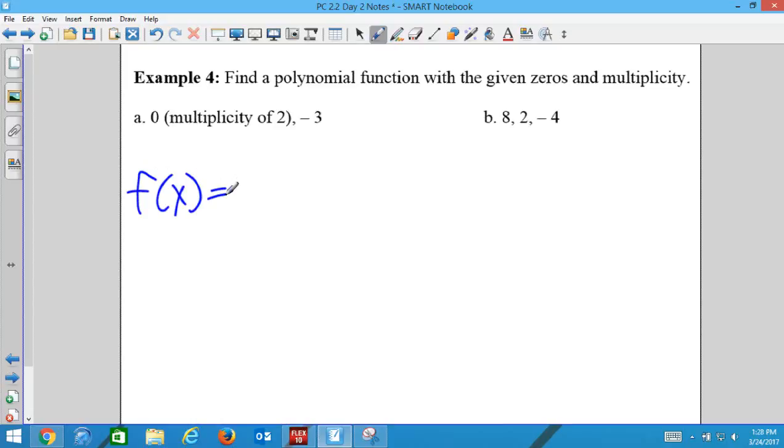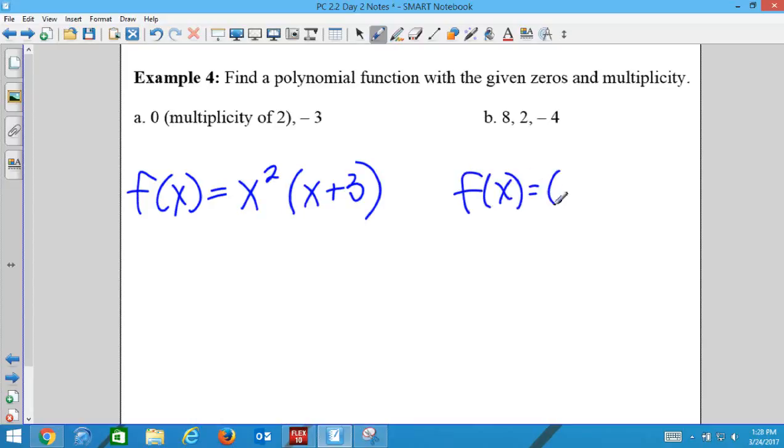What's going to give us an x equals 0? X, and then you're telling me squared because of the multiplicity, right? How about minus 3? X plus 3. So these don't have any multiplicity. So we would have x minus 8, x minus 2, and x plus 4. And I ran out of space, sorry.